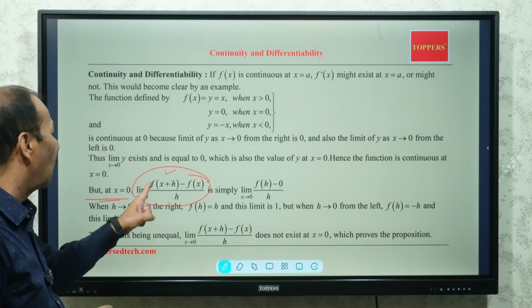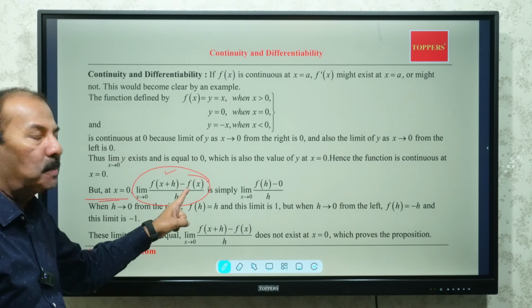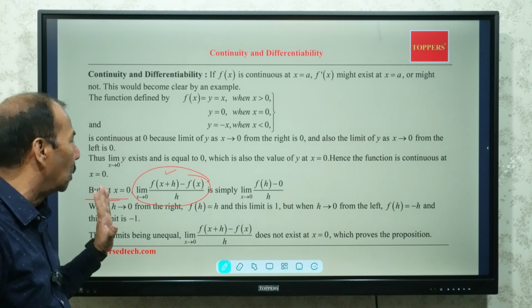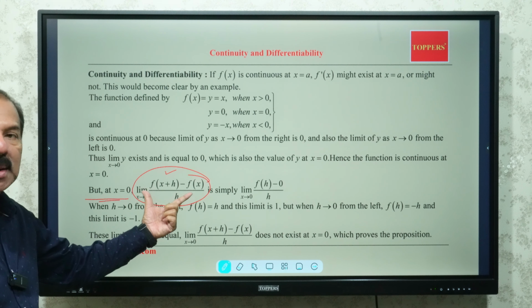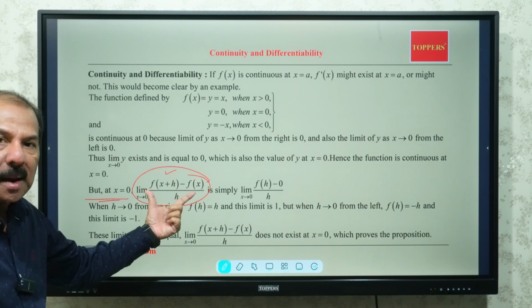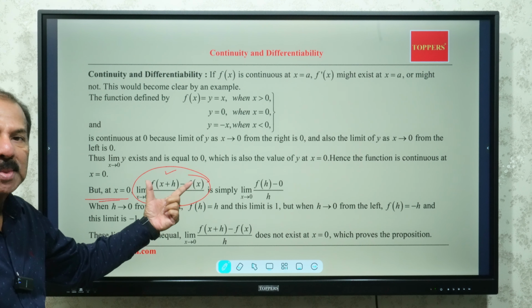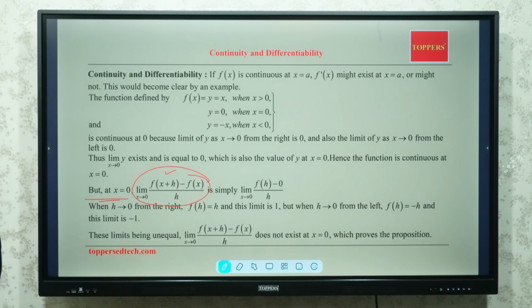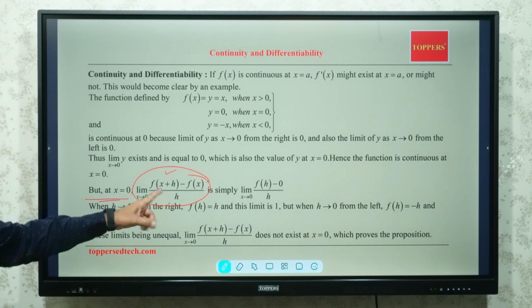So the limiting value of f of x plus h minus f of x upon h when h tends to 0. Either the left hand limit of this as well as the right hand limit of this, if it exists and if they are equal, then only we will say that it is a differentiable function. Now let us see what happens.